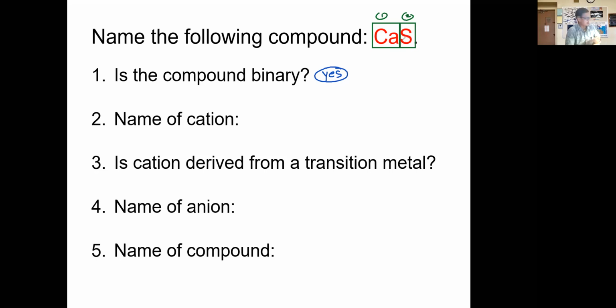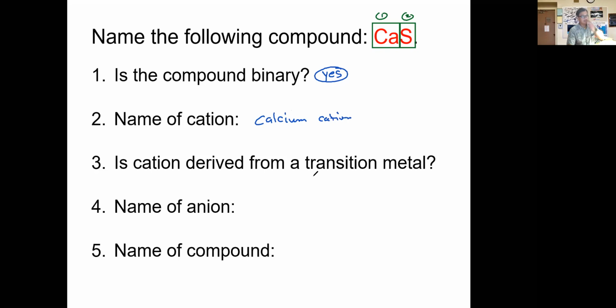Okay, so with that said, what are we going to do? We're going to name the cation. Hopefully you recognize that the cation here is going to be the metal. The metal is always going to be the cation. This is a monatomic cation. So in order to name it, we just write down the name of the cation. So it's going to be the calcium cation, or the calcium ion, that's it.